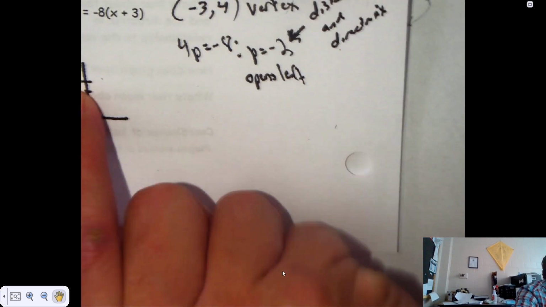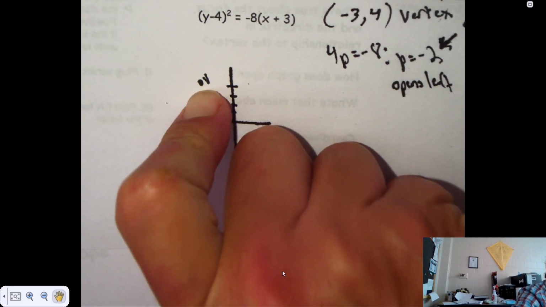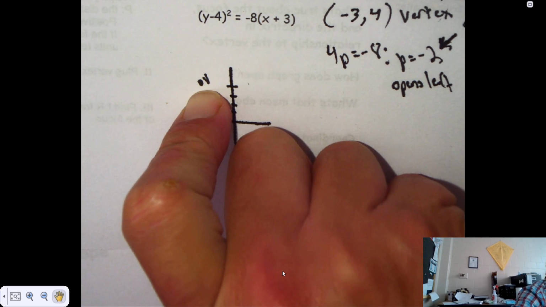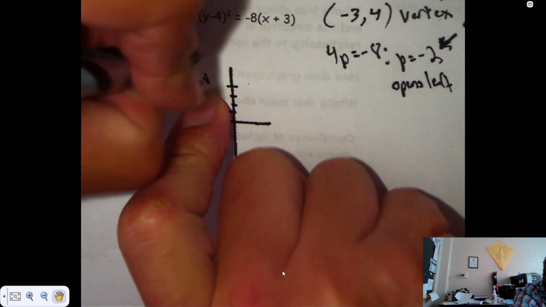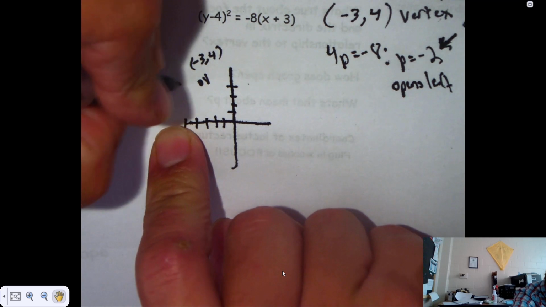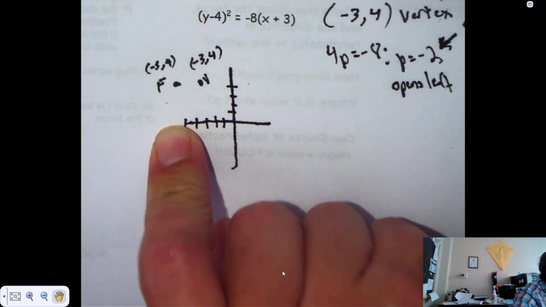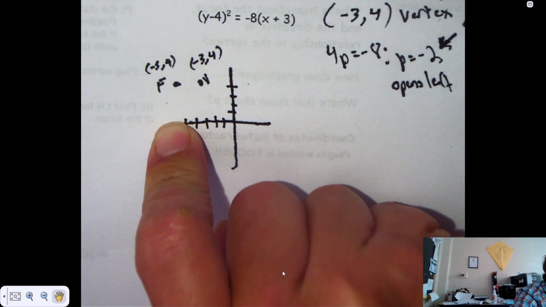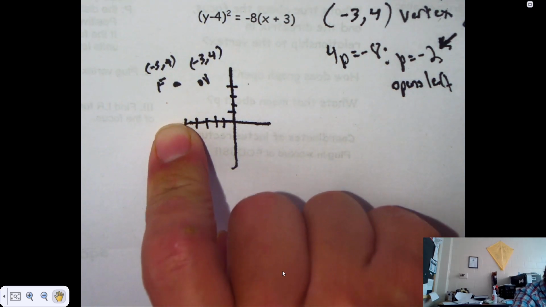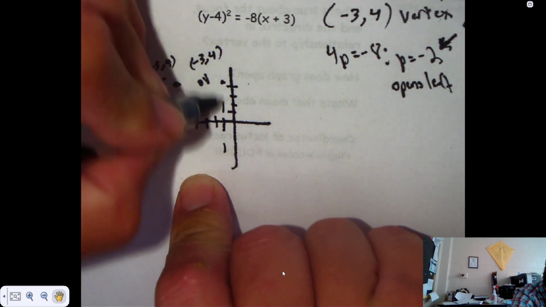So here's my vertex. P happens to be negative 2. Where's the focus? If the vertex is at negative 3, 4, negative 5, 4. About the directrix? Negative 1. It's right there. That's that imaginary line.